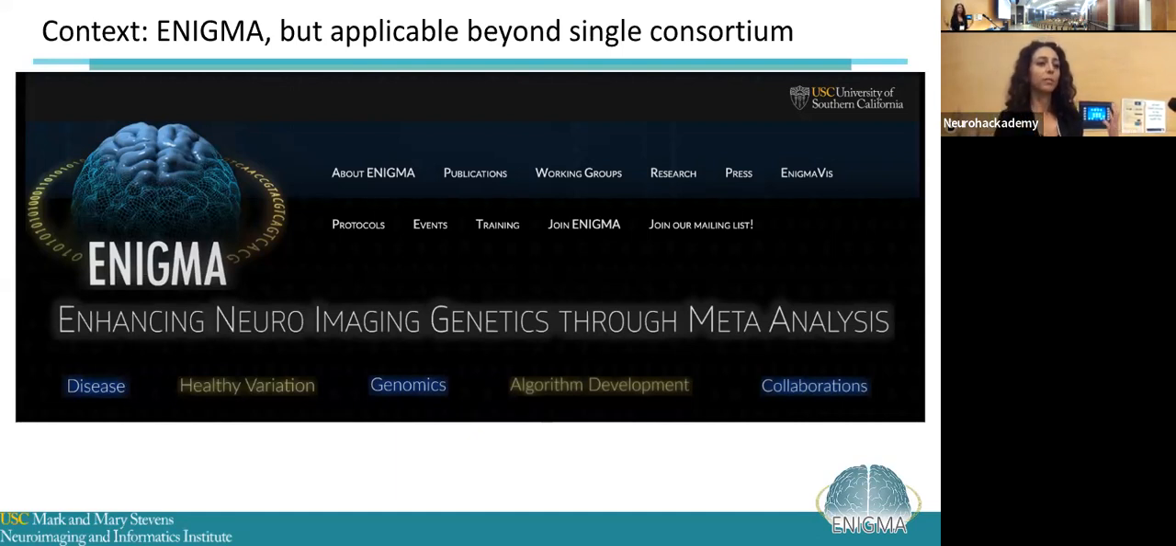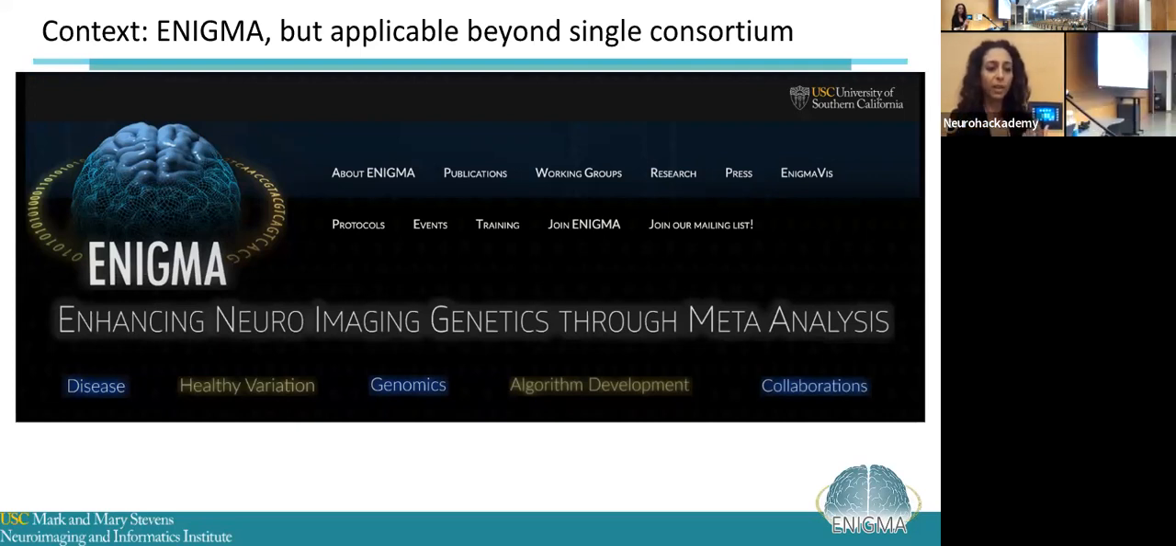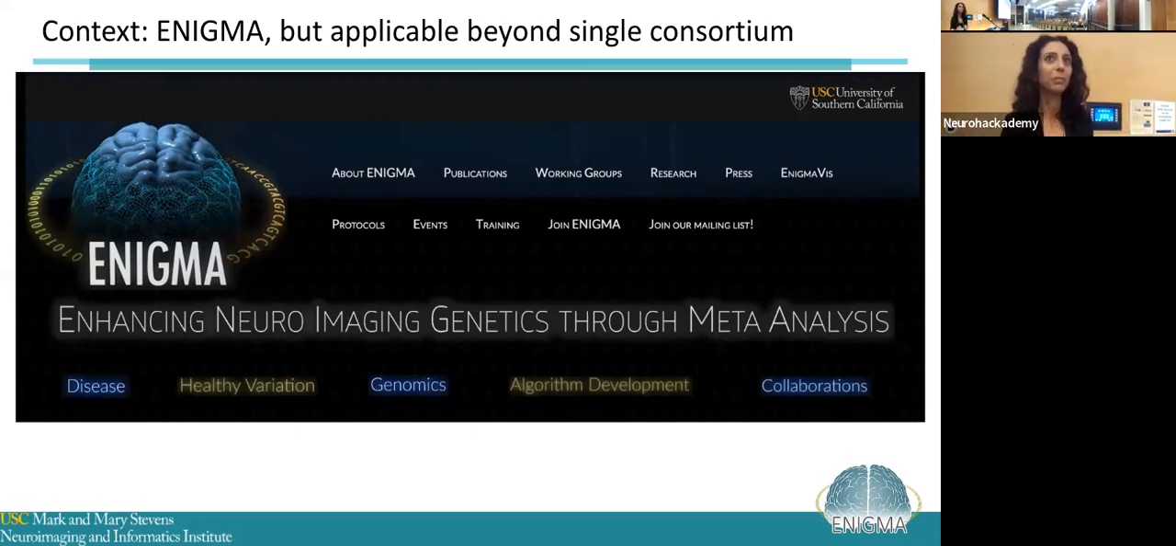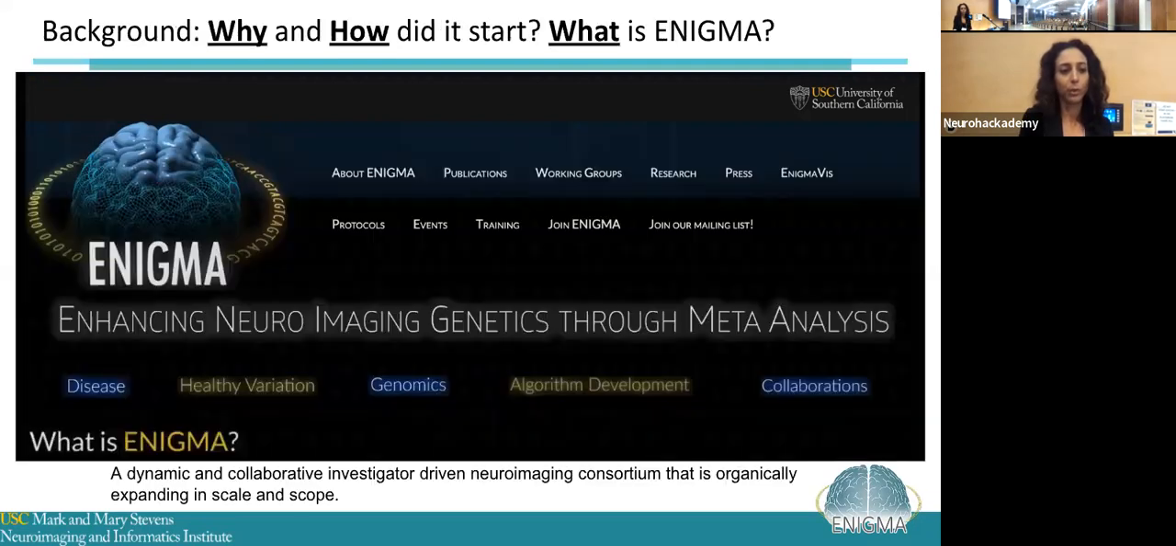So I'm going to base this talk on the context of the Enigma consortium, but a lot of this is probably applicable to other consortia as well. So Enigma stands for Enhancing Neuroimaging Genetics Through Meta-Analysis. And that entire acronym is really just how the group got started. And we'll talk a little bit about that. But a lot of things are no longer in Enigma necessarily. Like, you don't have to have genetics to be in Enigma. You don't have to do meta-analysis to be in Enigma. And I'll talk a little bit about what all these things mean as we go forward.